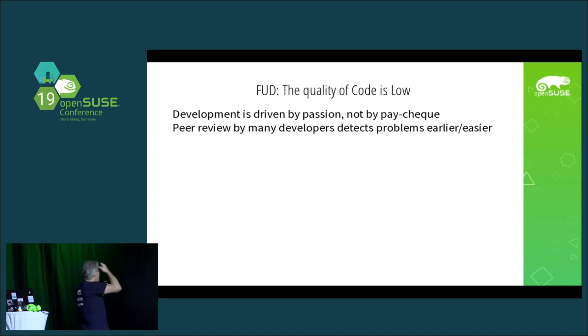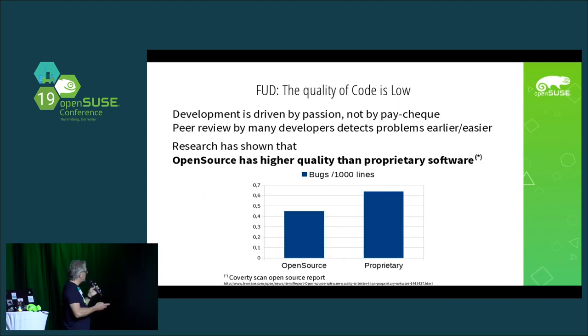Another one is that the quality of code is low. You see, the company XYZ, they are the market leader and their software must be good because they are a market leader. Well, is the quality of code better because the company has a high market share? I would say no. There is a company who does regular code scans, called Coverity, and they have analyzed proprietary solutions as well as open source software. What they found regarding the amount of bugs per line of code is that proprietary software has mostly 50% more bugs in it than free software.